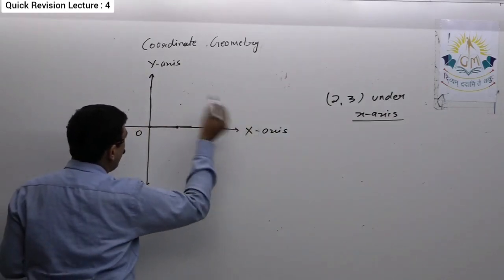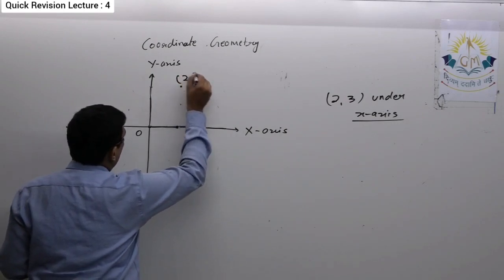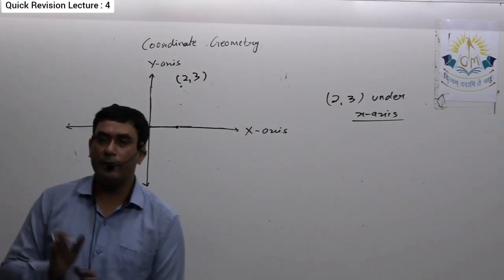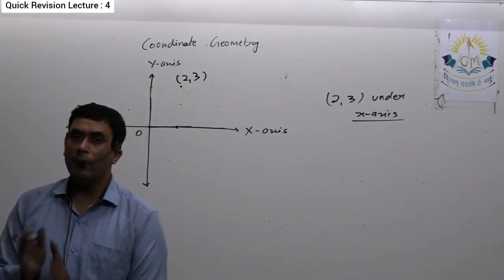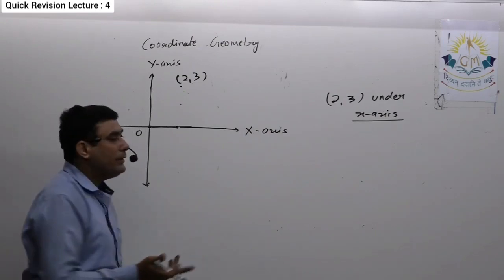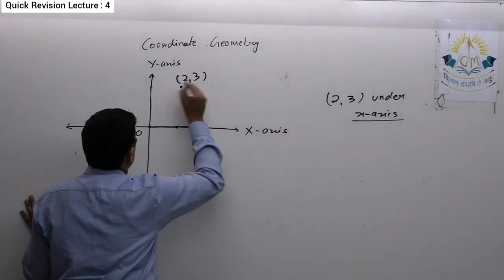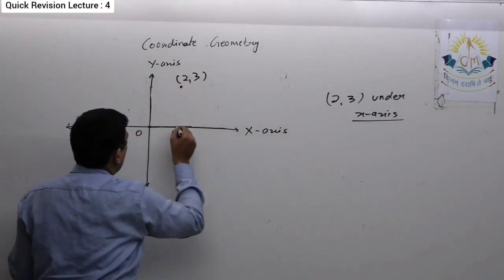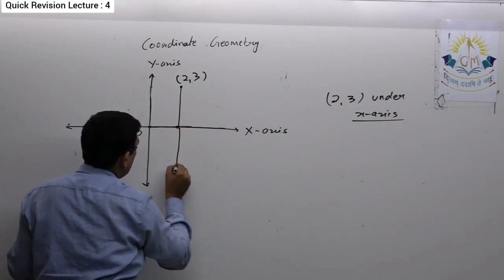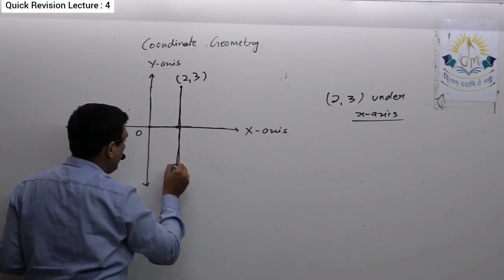Now if I locate point (2, 3), this is point (2, 3), x is 2, y is 3. I hope you also understand that the image and the object are at equal distance from the mirror. So here I am saying (2, 3) is the object or the original coordinate. Now its image definitely will lie at the same distance from this mirror. It means I have to find the coordinate of this point.